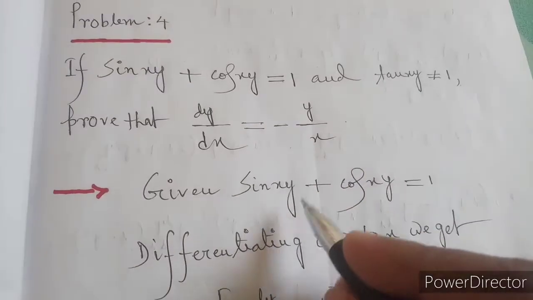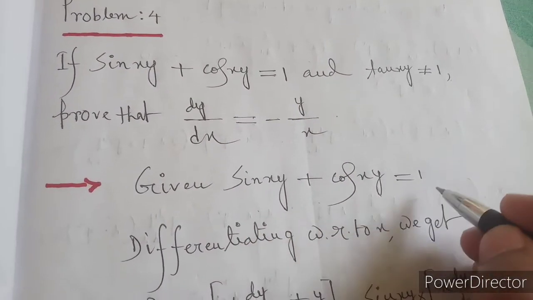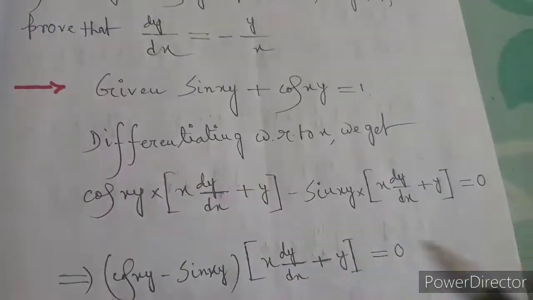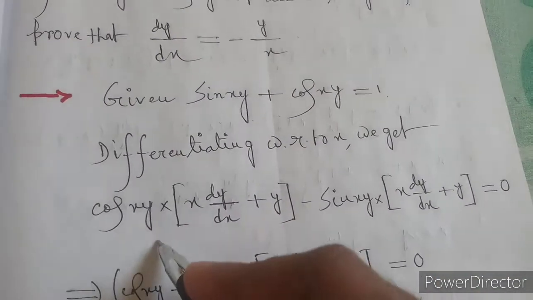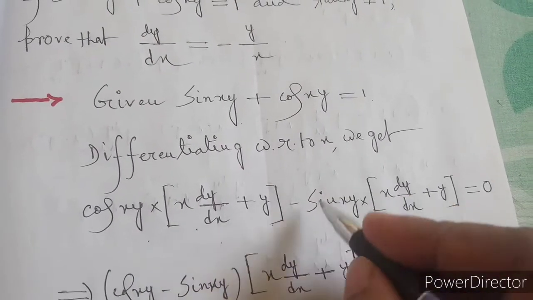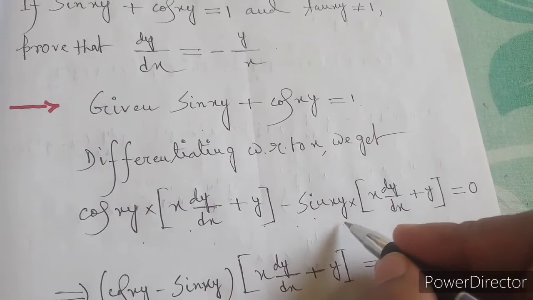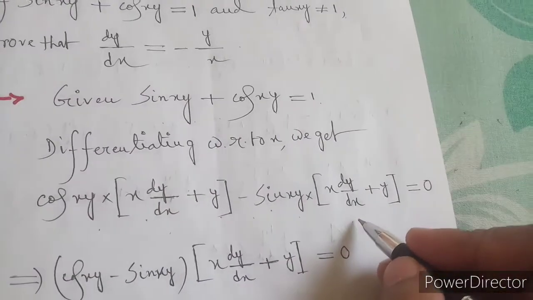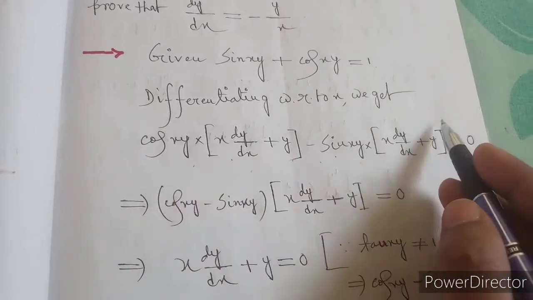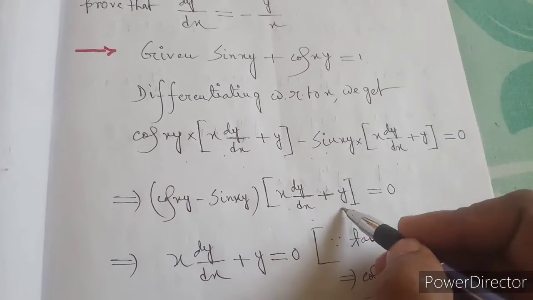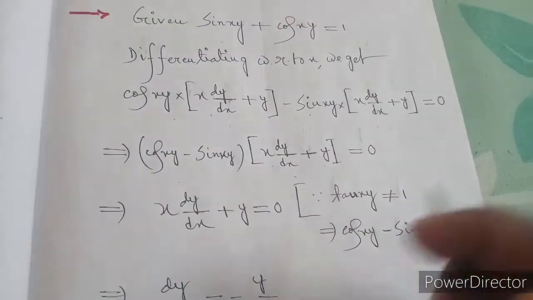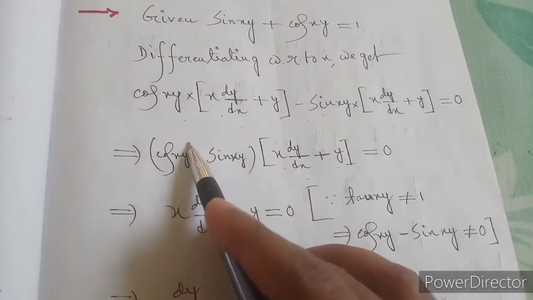So given sin xy + cos xy = 1, differentiating with respect to x, we get cos xy into (x dy/dx + y) minus sin xy into (x dy/dx + y) equal to 0. So now from that, (x dy/dx + y) is common, so (cos xy − sin xy)(x dy/dx + y) = 0. So that factor should be not equal to 0.